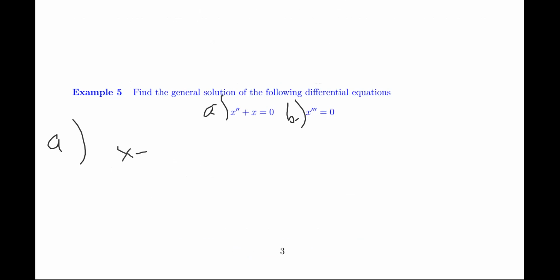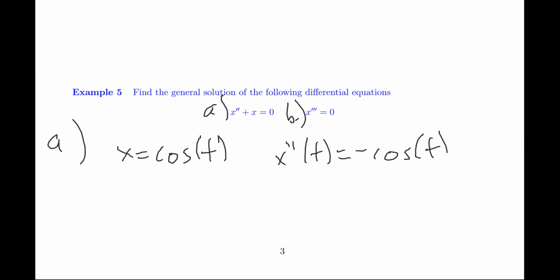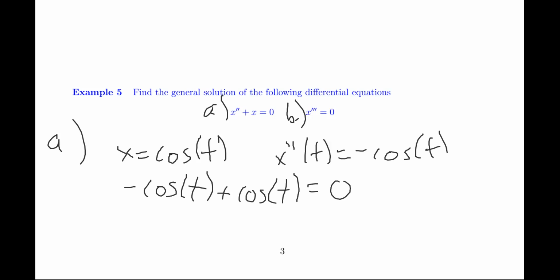Notice that if x is equal to cosine of t, then x double prime is equal to negative cosine of t. And so we get negative cosine of t plus cosine of t is certainly equal to 0. So cosine of t is a solution to this differential equation. Similarly, we can see that sine of t is also a solution. So we have two solutions to our differential equation.